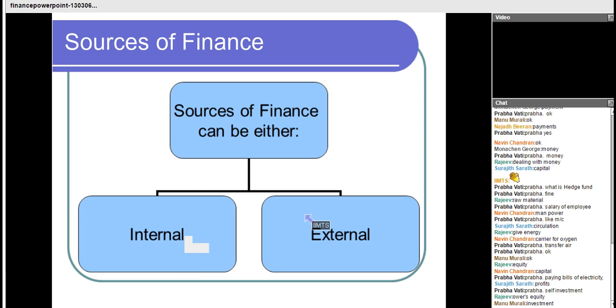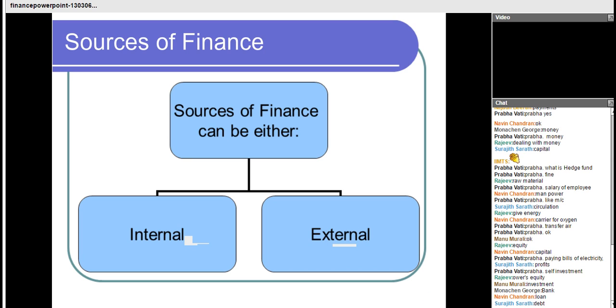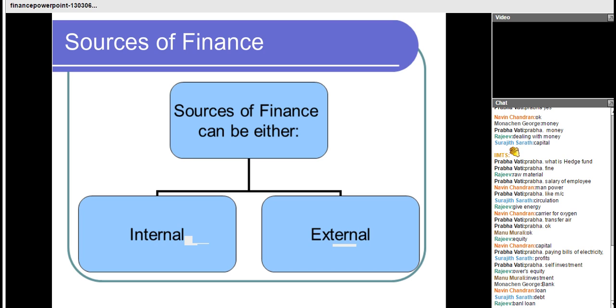Okay, let's just continue. So internal investment, as Prabhavati has said, self-investment. Rajiv has said owner's equity, or in simple language, we can say savings of the owner, savings of the person who intends to start off the business. So that is the internal source of finance. And external is external loan. Okay, loan from where? Debt, bank loan. Okay.